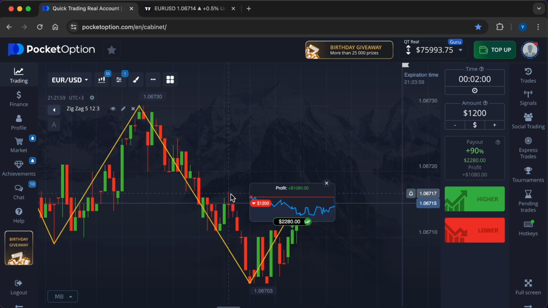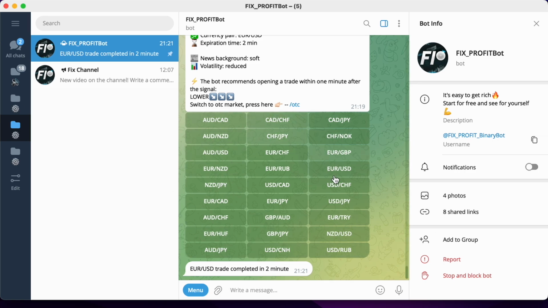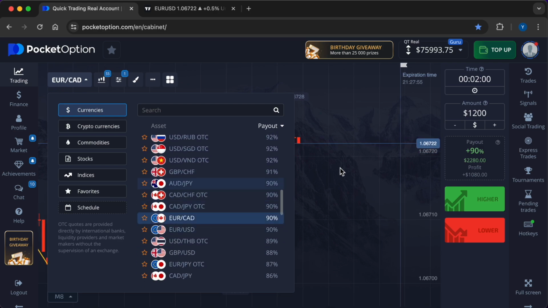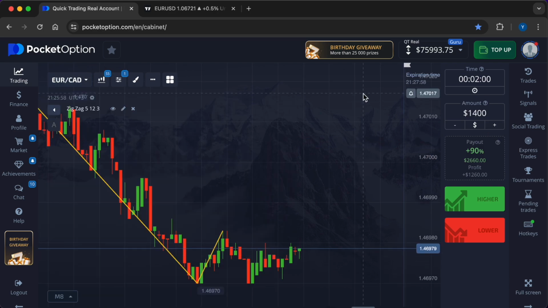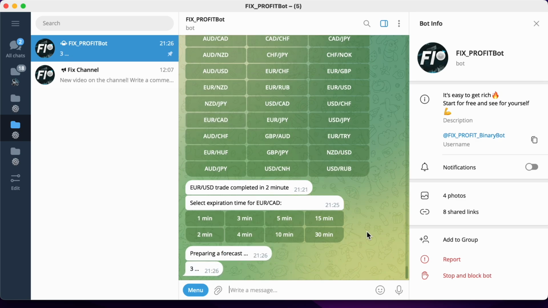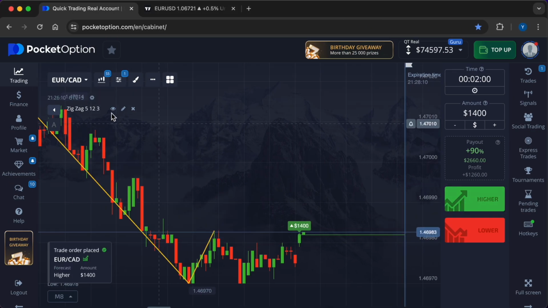Super! Now I will change the currency pair for a change and increase the investment amount. Of the 27 currency pairs on my menu, I choose the option with a good payout percentage, Euro, Canadian dollar. I will enter the market for $1,400. Always carefully press the appropriate keys in my menu to avoid misclicks. So, in this case, my recommendation is for higher. You need to click on the green button in Pocket Option.